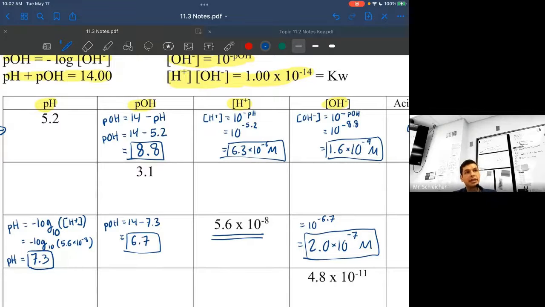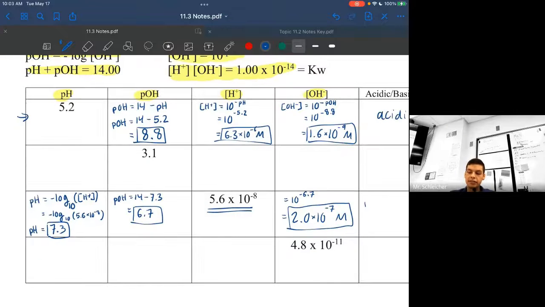Of course, you don't have to write down every single step every time. I just write it out at first, so you know what's going on. Finally, do you think this is acidic, basic, or neutral? I just like to look at the pH for this. It looks a little above 7. So I'm thinking this is basic.